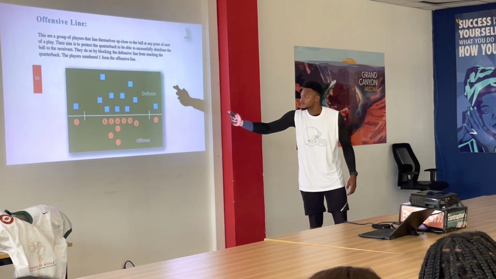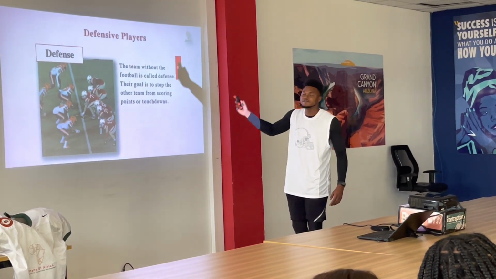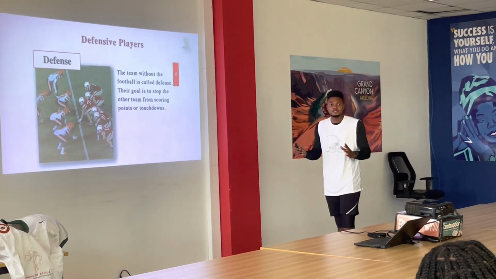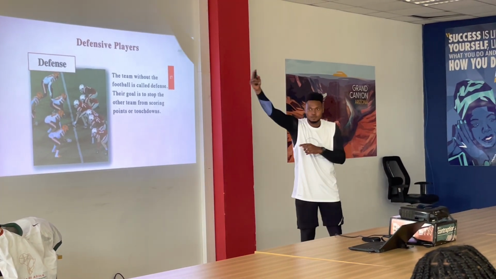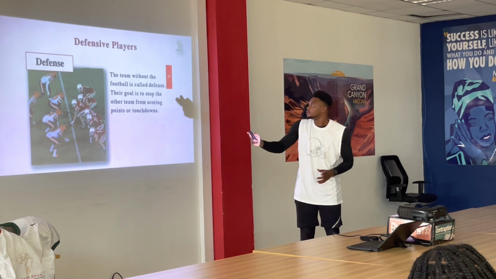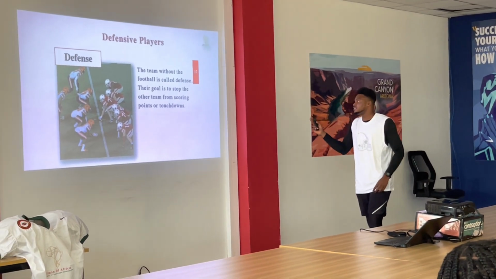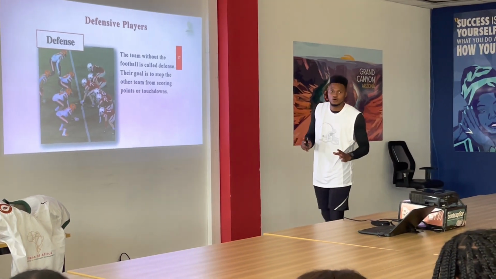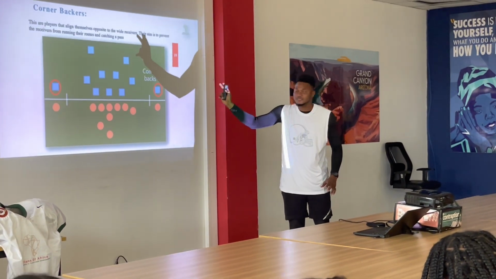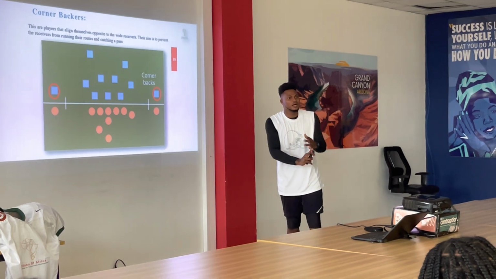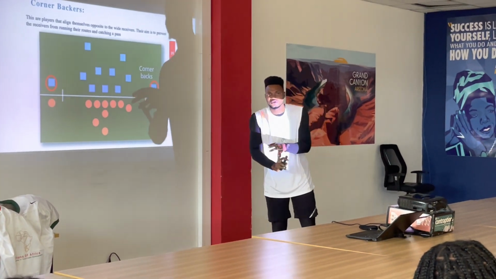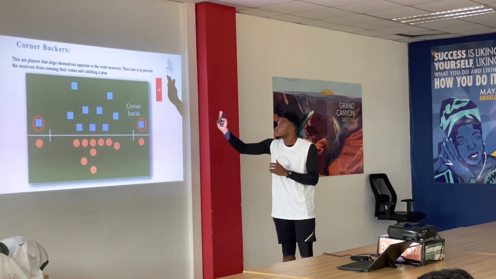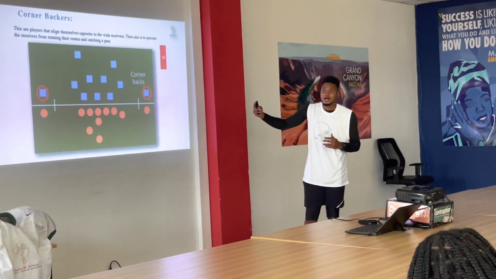So the same way we have the offensive line, we do have the defensive players and then a defensive line. The team without the football is called the defense. So the team that had the football will be called the offense. Right. The team without the football is called the defense. Their goal is to stop the other team from scoring points or touchdowns. Specific positions, just like we had the wide receivers, the quarterback, the running back, in the defense also we have positions. One position is known as the cornerbacks.